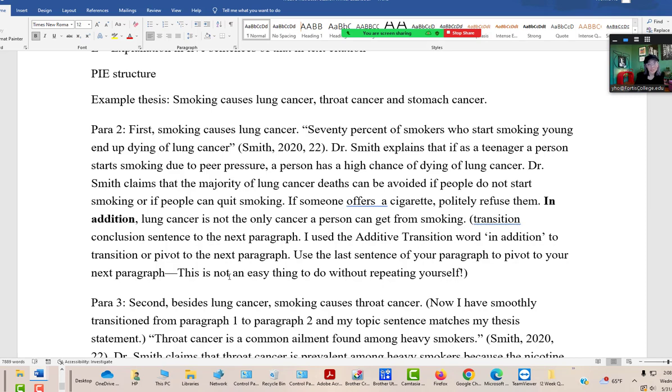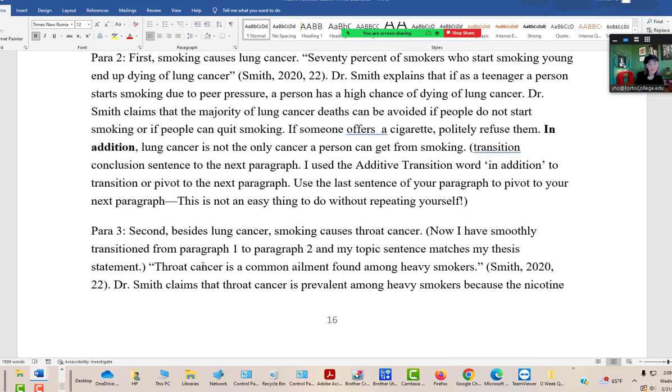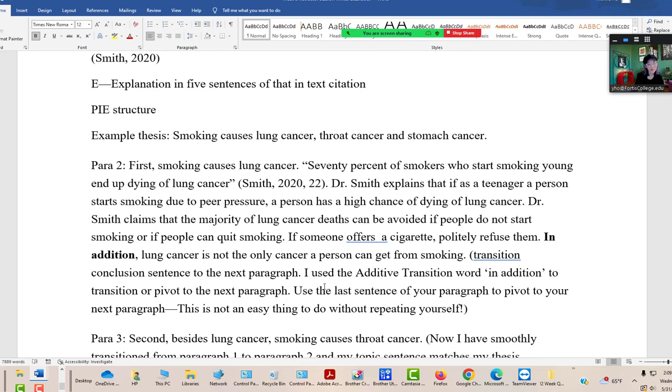So as I start mentioning throat cancer, why am I mentioning throat cancer? Because second, besides lung cancer, smoking causes throat cancer. So here I say that there's more than one cancer you can get besides lung cancer, and that's my last sentence, transitioning using "in addition." Then I transition from the last sentence of the previous paragraph to the topic sentence of the next paragraph, in which I follow the same thing. I have P: besides lung cancer, smoking causes throat cancer. So we get that throat cancer is from the thesis statement.